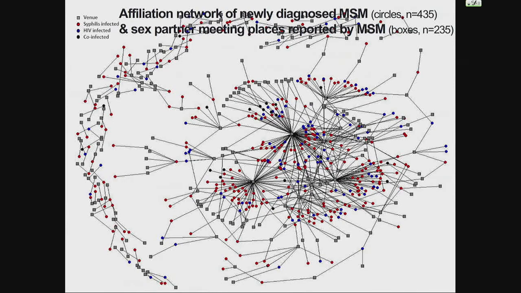The red dots are syphilis venues. The blue dots, syphilis infected individuals. The blue dots are HIV infected individuals. And the black dots are those that are co-infected, and the squares are the venues.